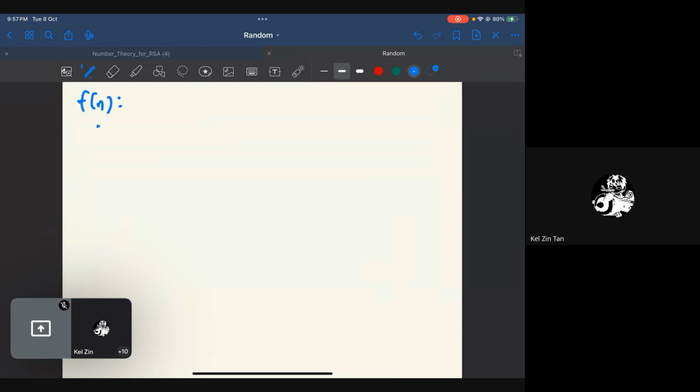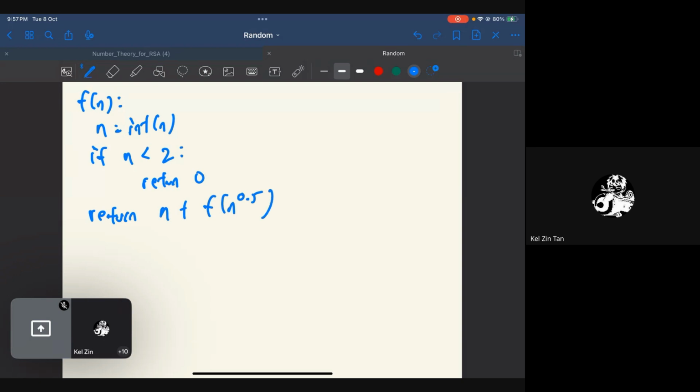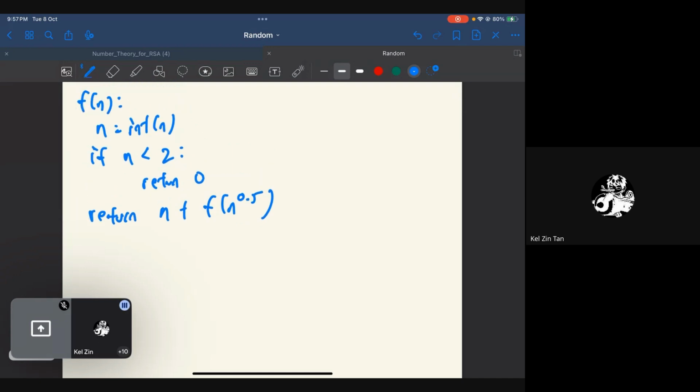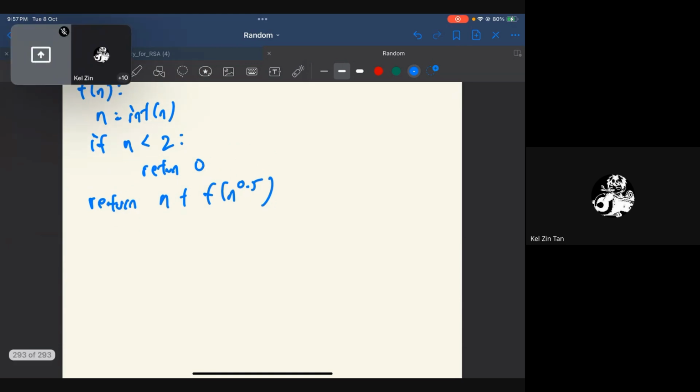f(n), where n is an integer, and if n is smaller than 2, then return 0, or else you return n plus f(n to the 0.5). So what is the time complexity of this? Okay, we can write down our equation, right? Our equation is T(n) equals O(1) plus T(square root of n).